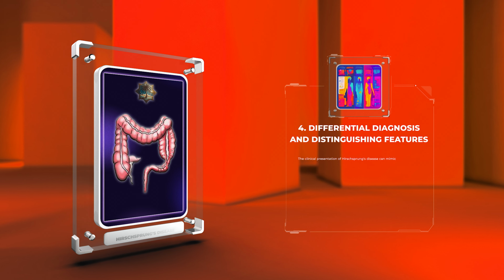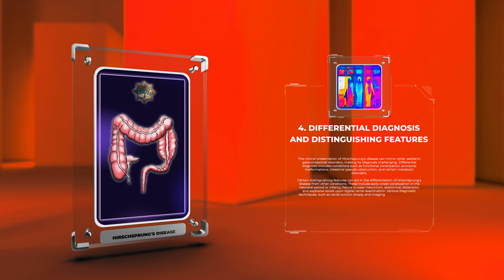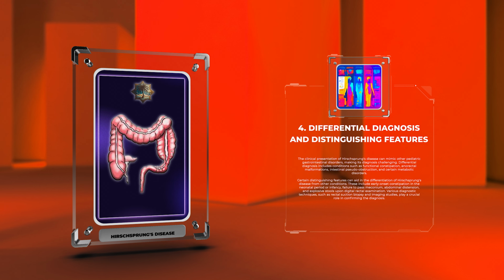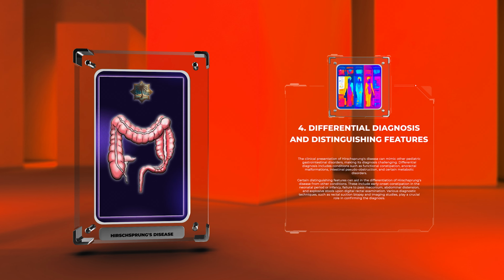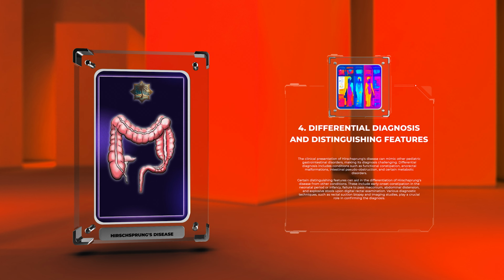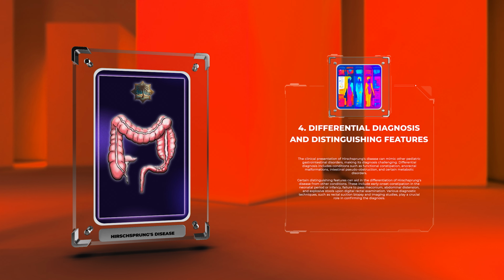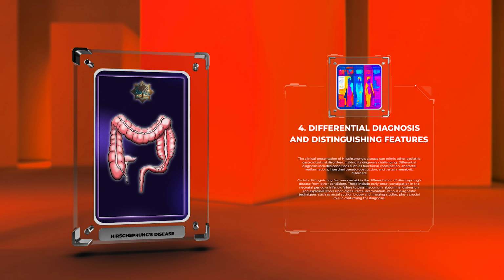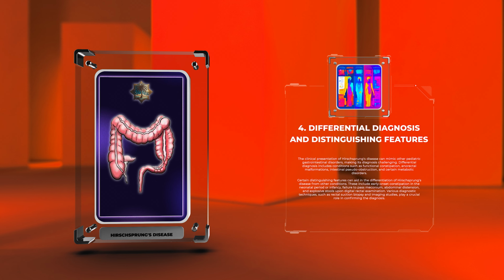The clinical presentation of Hirschsprung's disease can mimic other pediatric gastrointestinal disorders, making its diagnosis challenging. Differential diagnosis includes conditions such as functional constipation, anorectal malformations, intestinal pseudoobstruction, and certain metabolic disorders. Certain distinguishing features can aid in the differentiation of Hirschsprung's disease from other conditions.